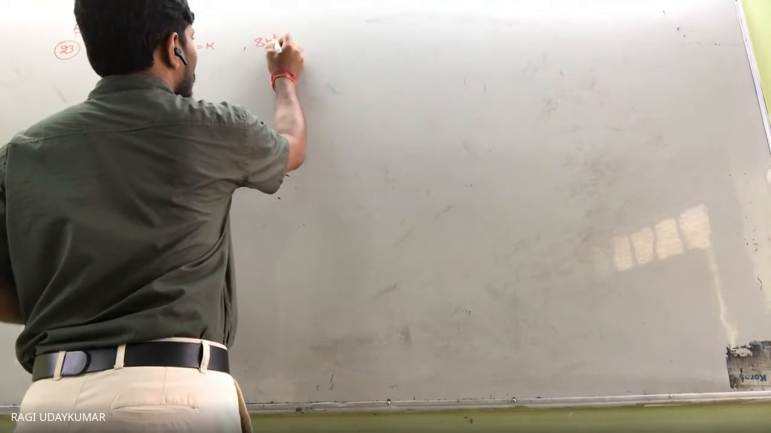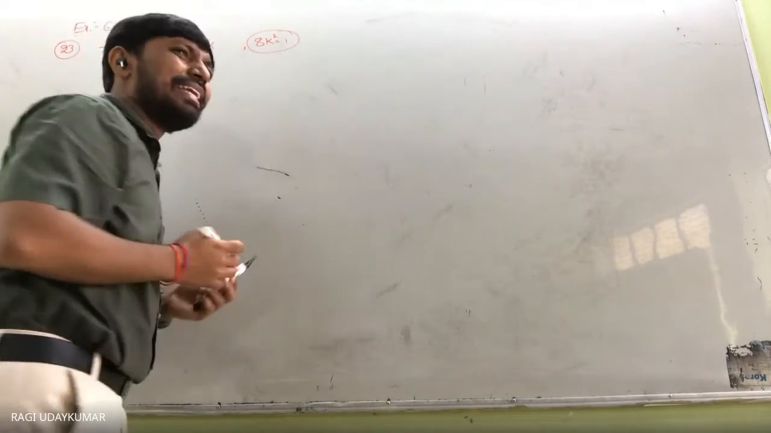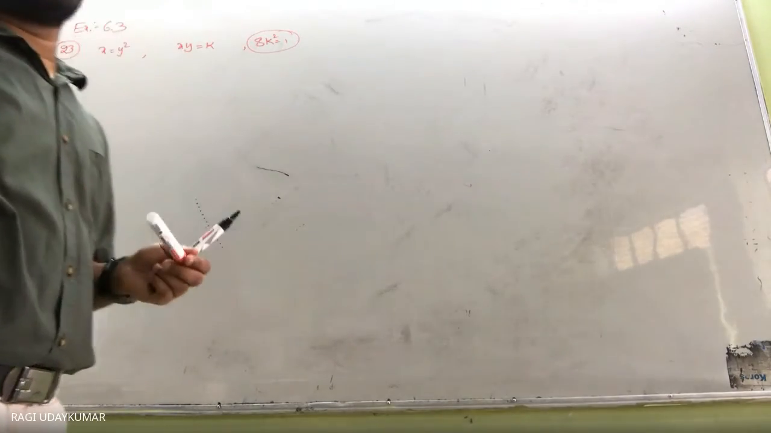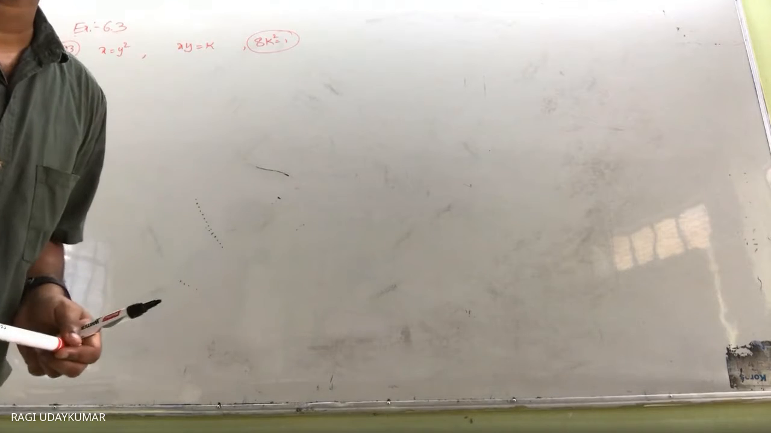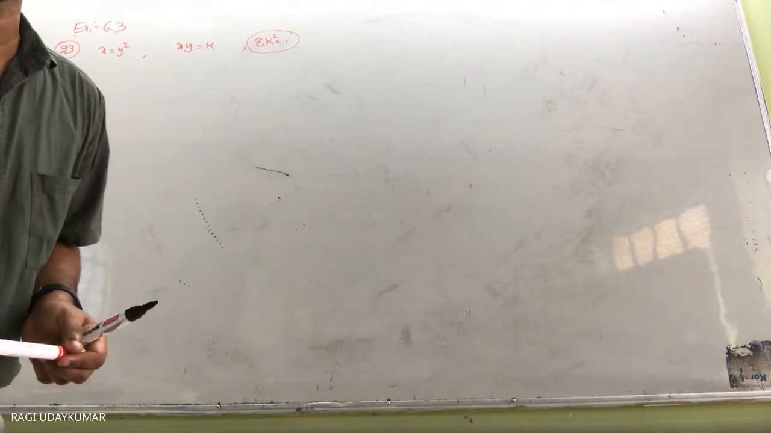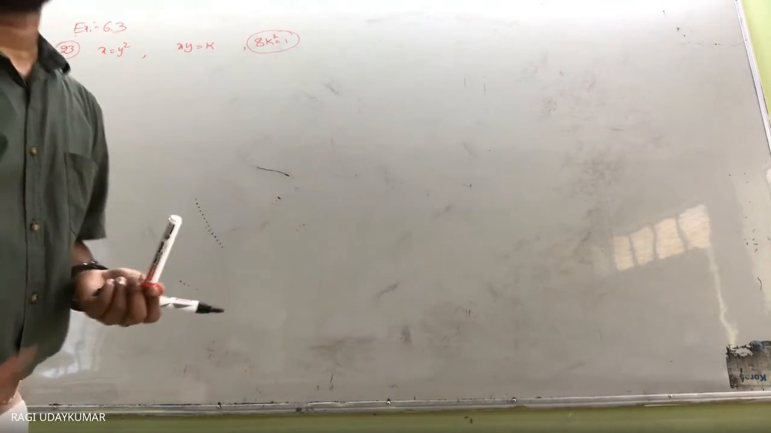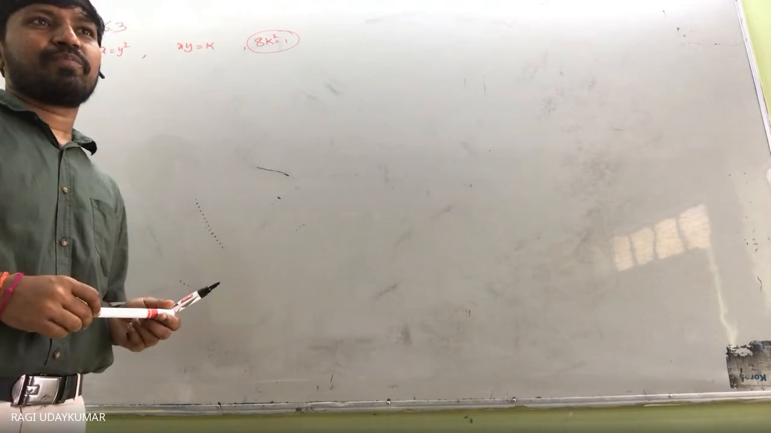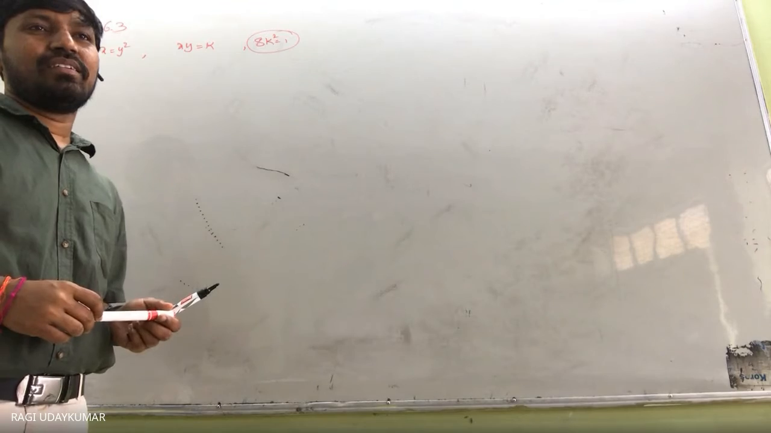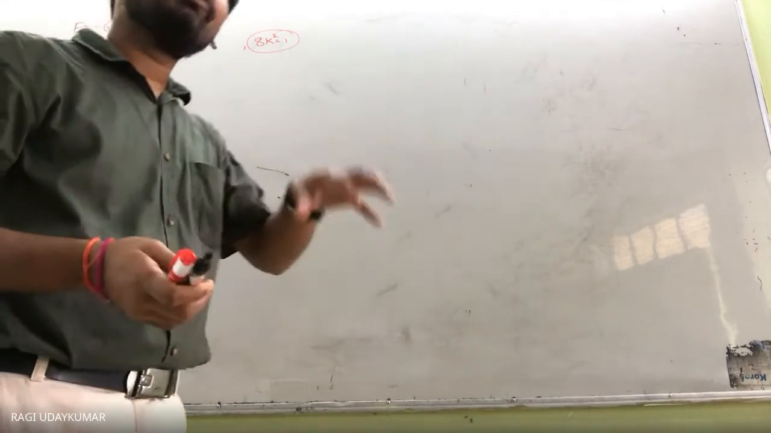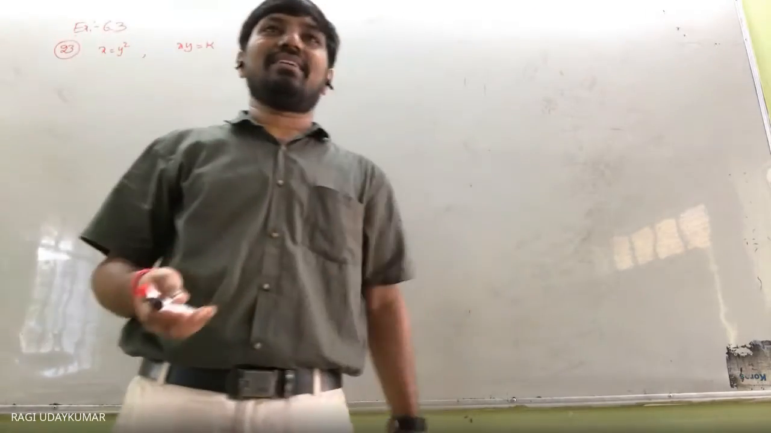The condition is what? 8k square is equal. What is meant by curves cutting at right angles? Lines cut at right angles, but curves cutting at right angles is nothing but what here? Curves cutting at right angles is nothing but their tangents are perpendicular to each other.